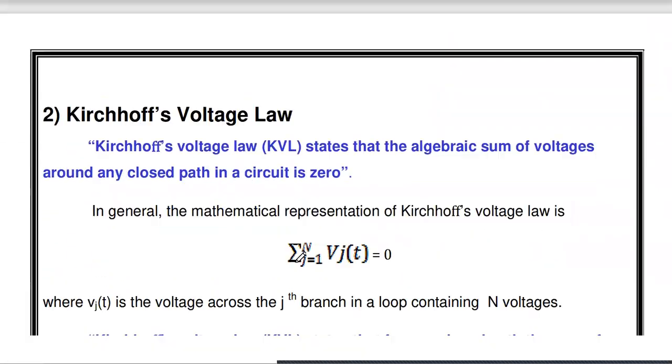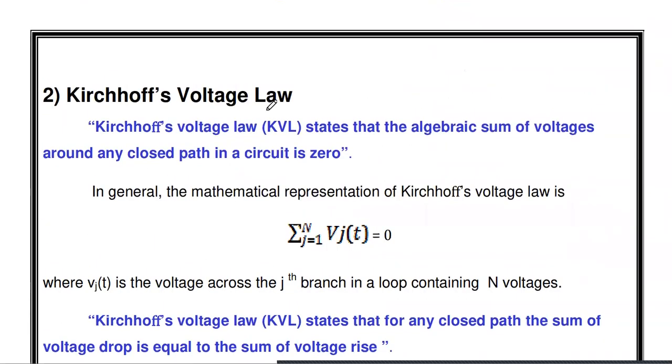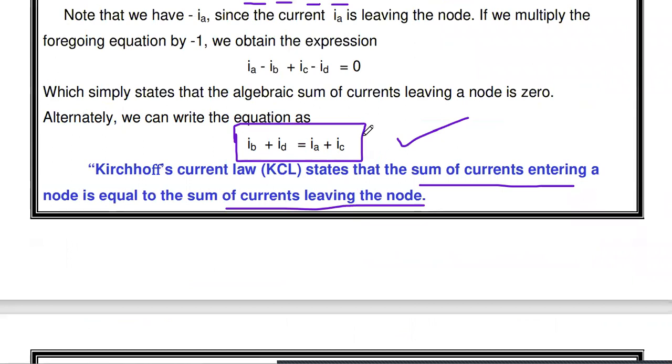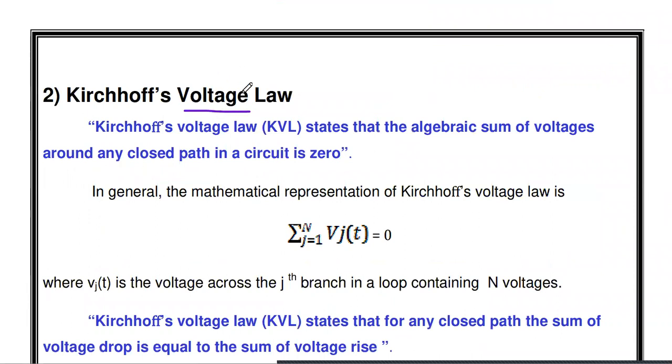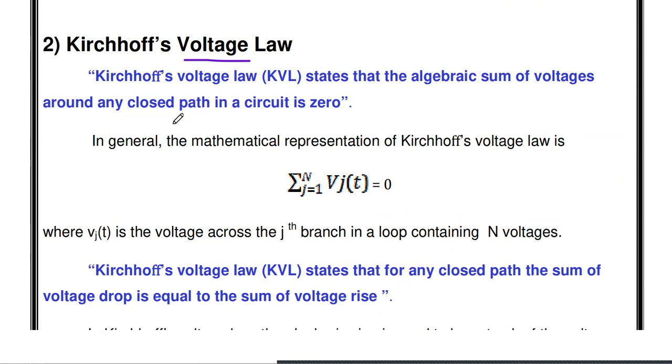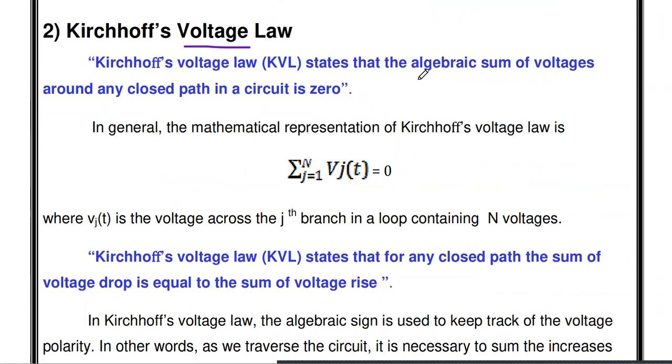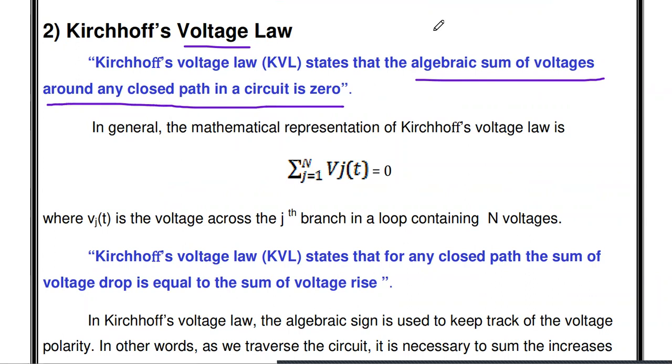Then next, the second law, Kirchhoff's voltage law. Here the name mentions voltage. In Kirchhoff's current law, we deal with the current variable. Similarly, in Kirchhoff's voltage law, we are going to deal with the variable voltage. According to Kirchhoff's voltage law, the algebraic sum of voltages around any closed path in a circuit is zero. Kirchhoff's current law is applied for a node or junction, while Kirchhoff's voltage law is applied for any closed path.